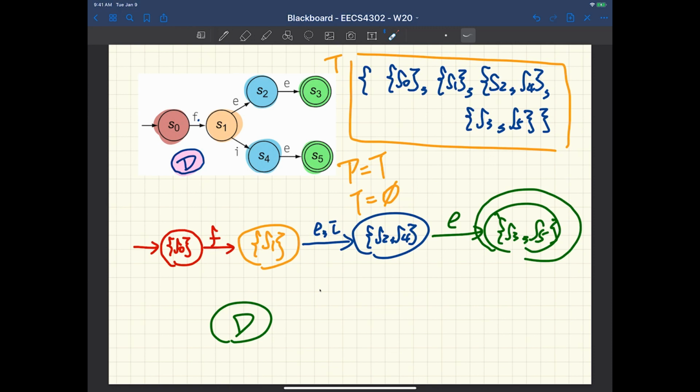Okay, guys, any questions about this example? Okay, I think we should do another one. That's just the first one.